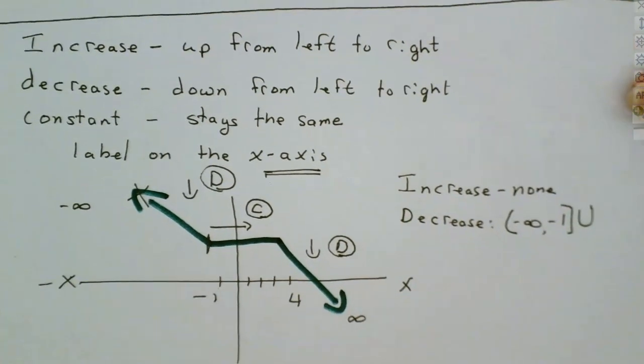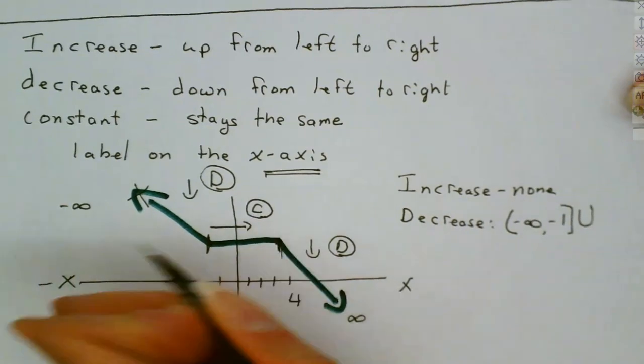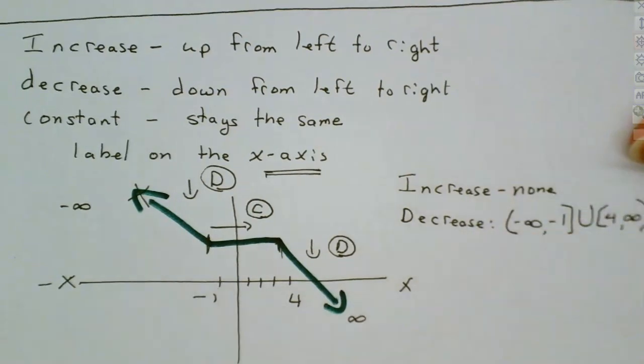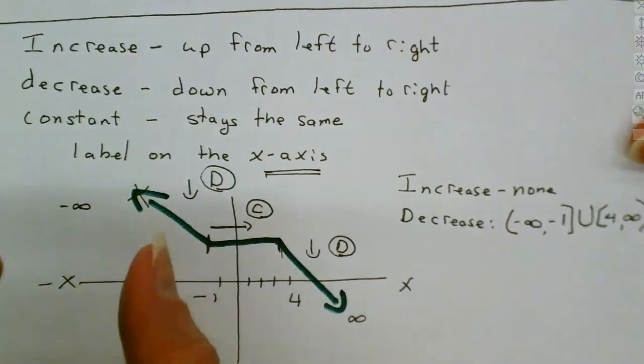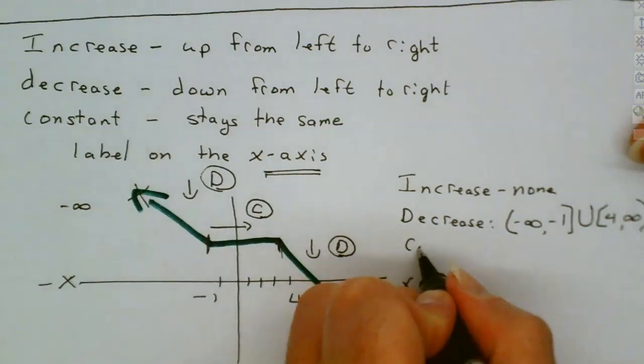And where does it decrease again at? I should have made that a little bit better. But that's going to be at 4. And where does it stop? Never. So it goes on to what? Negative infinity. But we label on the x. So it's here and here. We have to label on the x-axis.